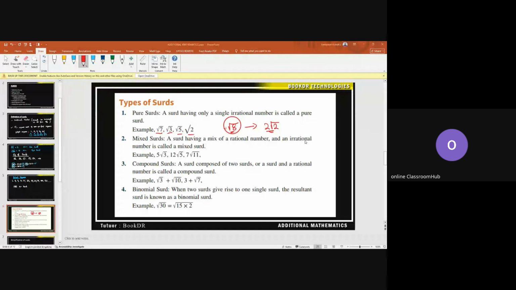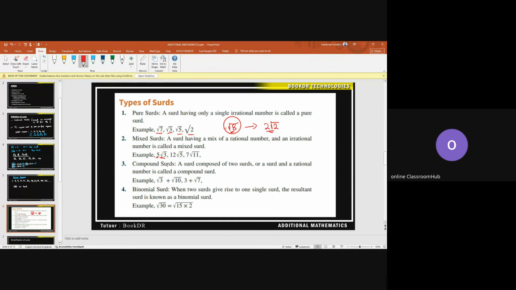So we have the pure set, that is the first one. Then the second type we'll look at is a mixed set. So the mixed set example is the 2 root 2. And that is, you always have a whole number, or otherwise an integer, multiplying the radical part. So we have like 5 root 3, 12 root 5, 7 root 11. An example is the 2 root 2. When it happens like that, we say this is a mixed set.